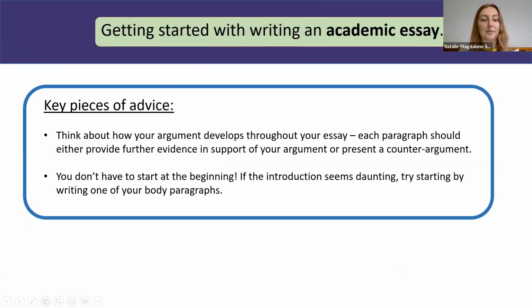To get started, how do we begin thinking about writing an academic essay? I wanted to give you a couple of key pieces of advice here. Firstly, think about how your argument develops throughout your essay. Each paragraph should either provide further evidence in support of your argument or present a counter argument. This will tie your essay together in support of the one argument that you're making in answer to the question. So when you're writing your paragraphs, make sure you're constantly making links to that essay question and the argument you're making in response to it.